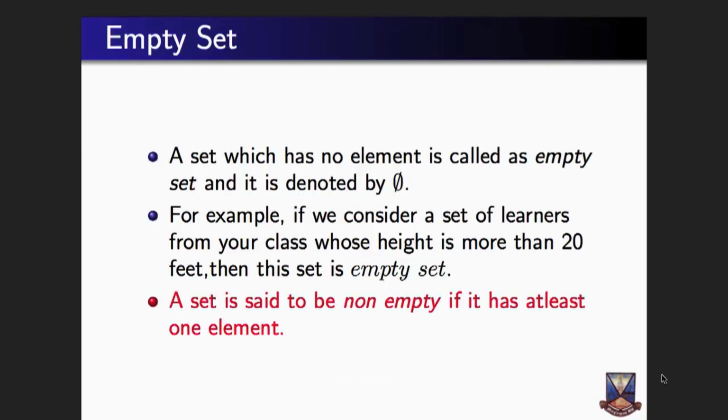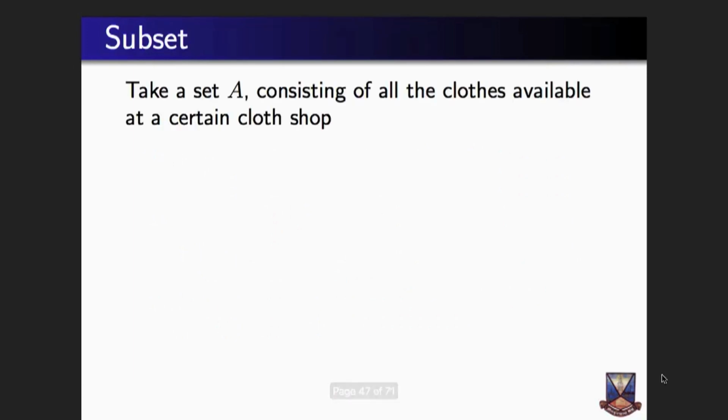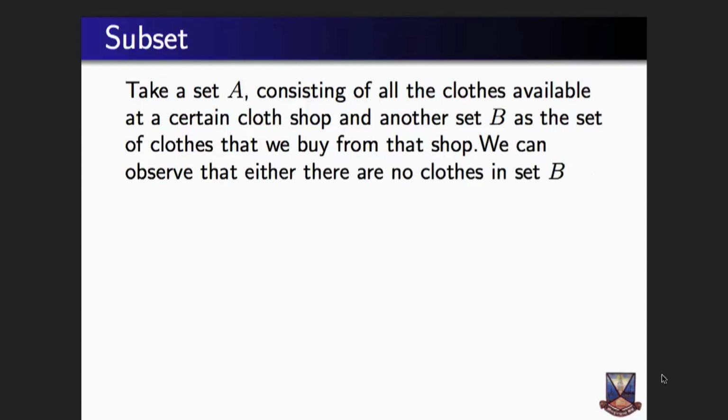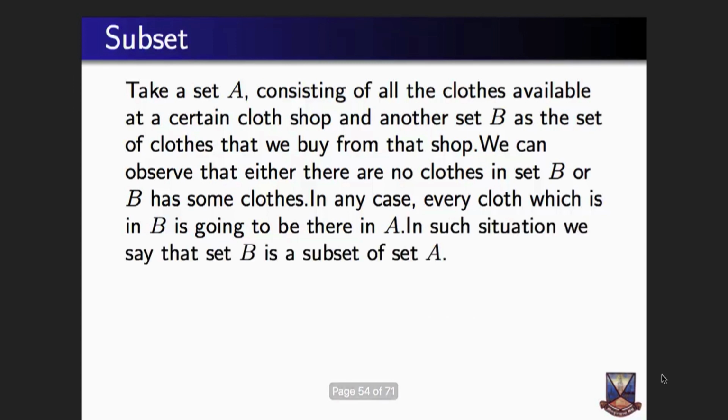A set is said to be a non-empty set if it has at least one element. Let us come to subset. Take an example of a set A consisting of all clothes available at a certain cloth shop, and another set B as a set of clothes that we buy from that shop. We can observe that either there are no clothes in the set B or B has some clothes. In any case, every cloth which is in B is going to be there in A. In such a situation, we say that B is a subset of A.